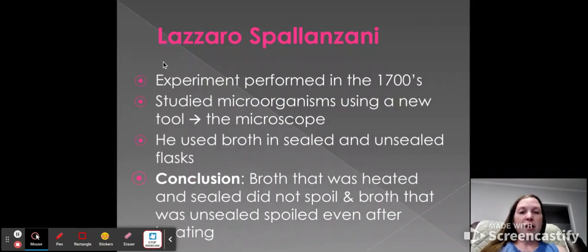So Spallanzani's experiment was performed in the 1700s. And again, like I said, studied microorganisms using a new tool. He actually would use the microscope to be able to see these. He used broth in sealed and unsealed containers, and the broth that was heated and sealed did not spoil, but the one that was unsealed would spoil after heating.